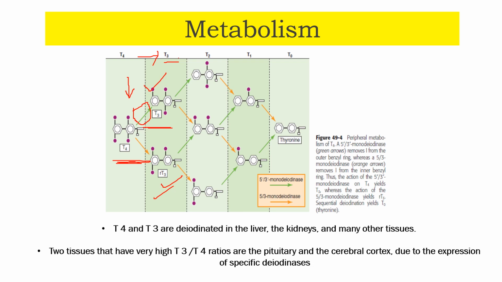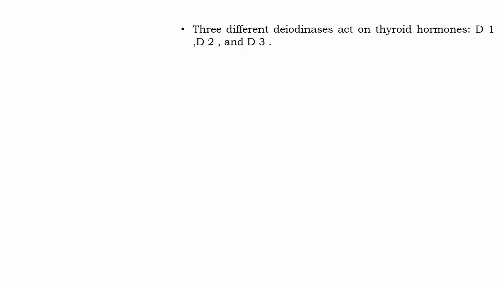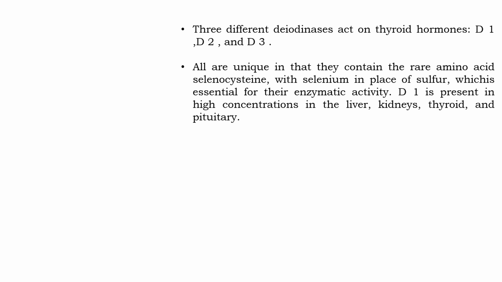T4 and T3 are deiodinated in the liver, kidney and many other tissues. Two tissues have very high T3 to T4 ratios. They are the pituitary and the cerebral cortex, due to the expression of specific deiodinase. Now we want to see what the different types of deiodinase are. So there are three different types of deiodinase: D1, D2 and D3.